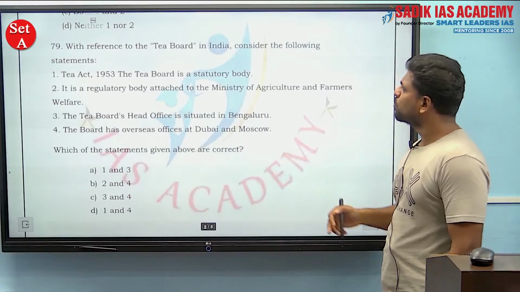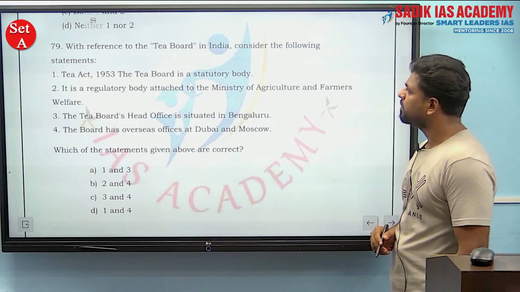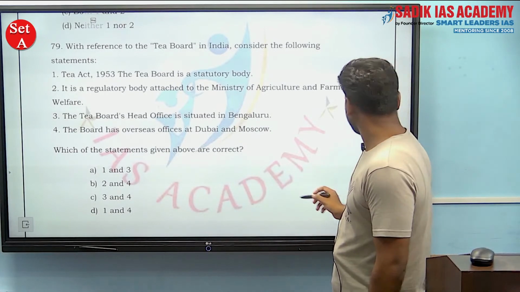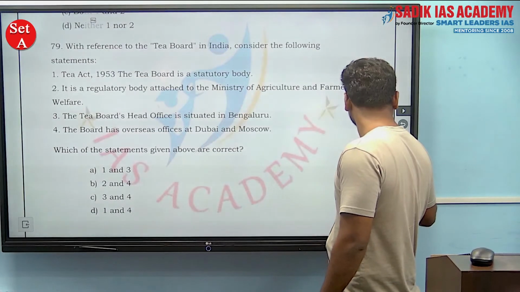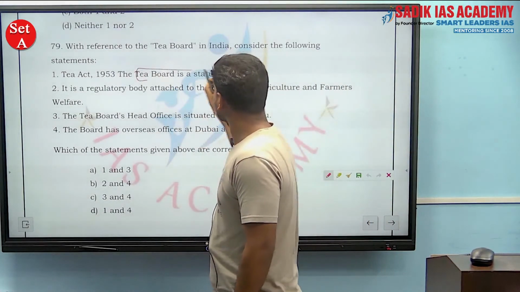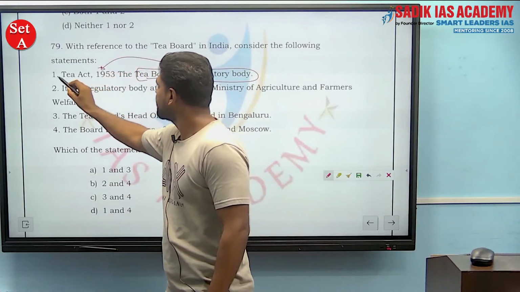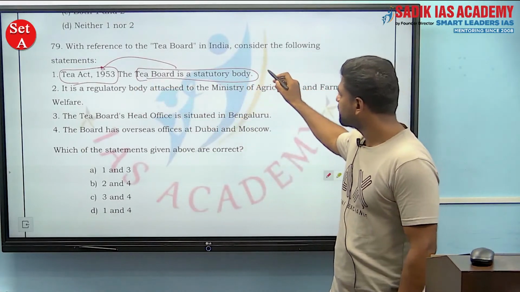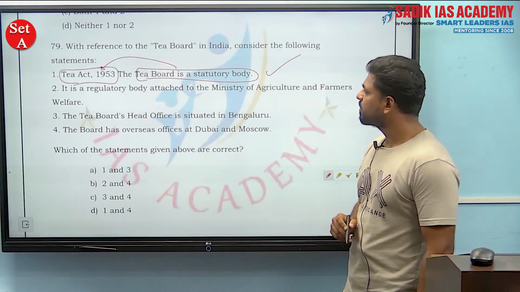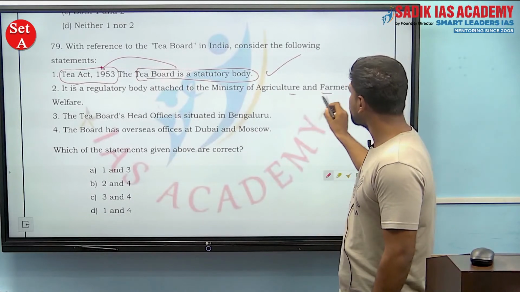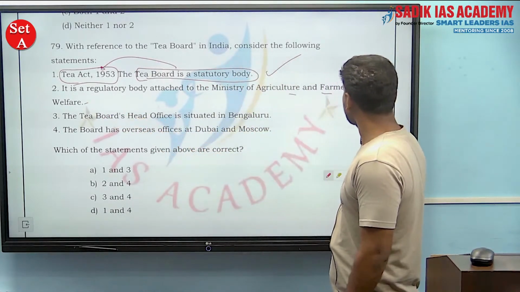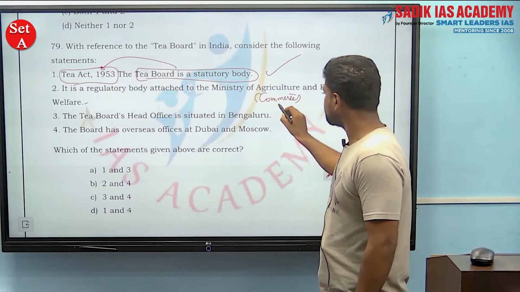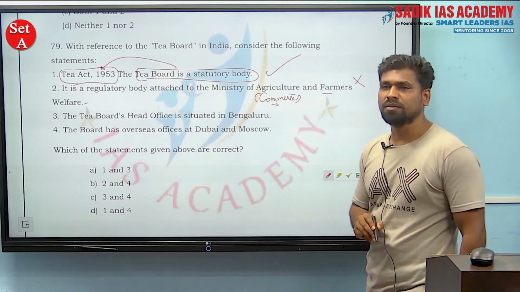With reference to the Tea Board in India, consider the following statements. Statement number 1, the Tea Board is a statutory body. This statement is right. The relevant act is Tea Act 1953. Statement number 2, it is a regulatory body attached to the Ministry of Agriculture and Farmers Welfare. This statement is wrong because it comes under the Ministry of Commerce. So, statement 2 is wrong.